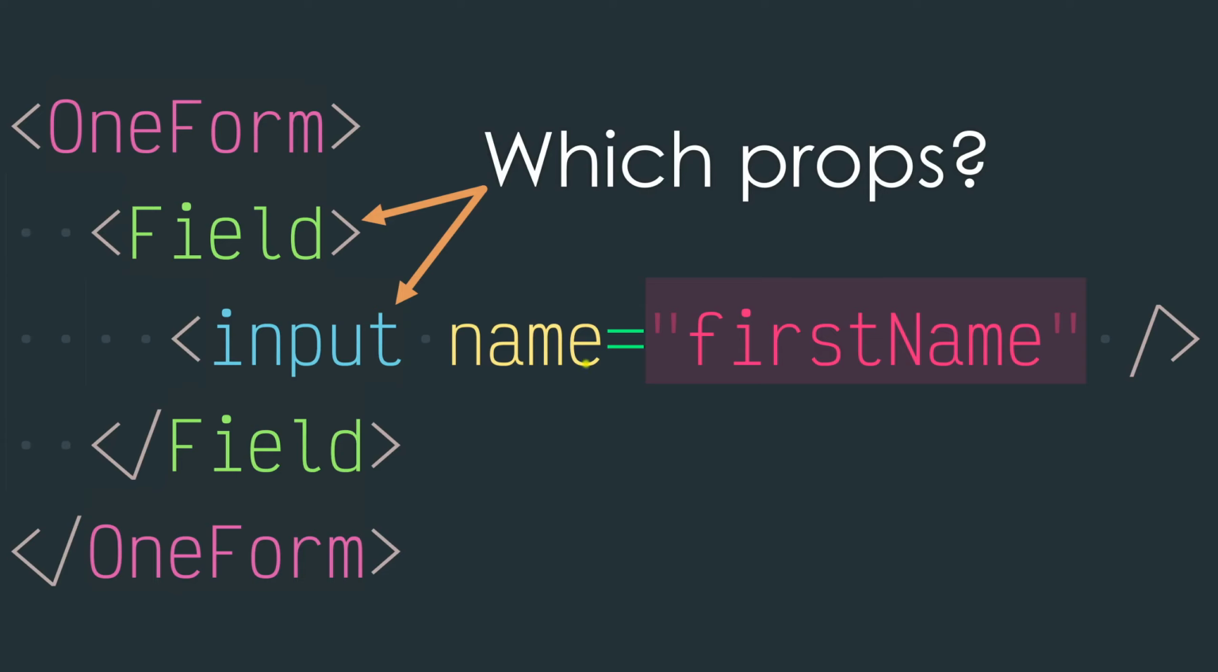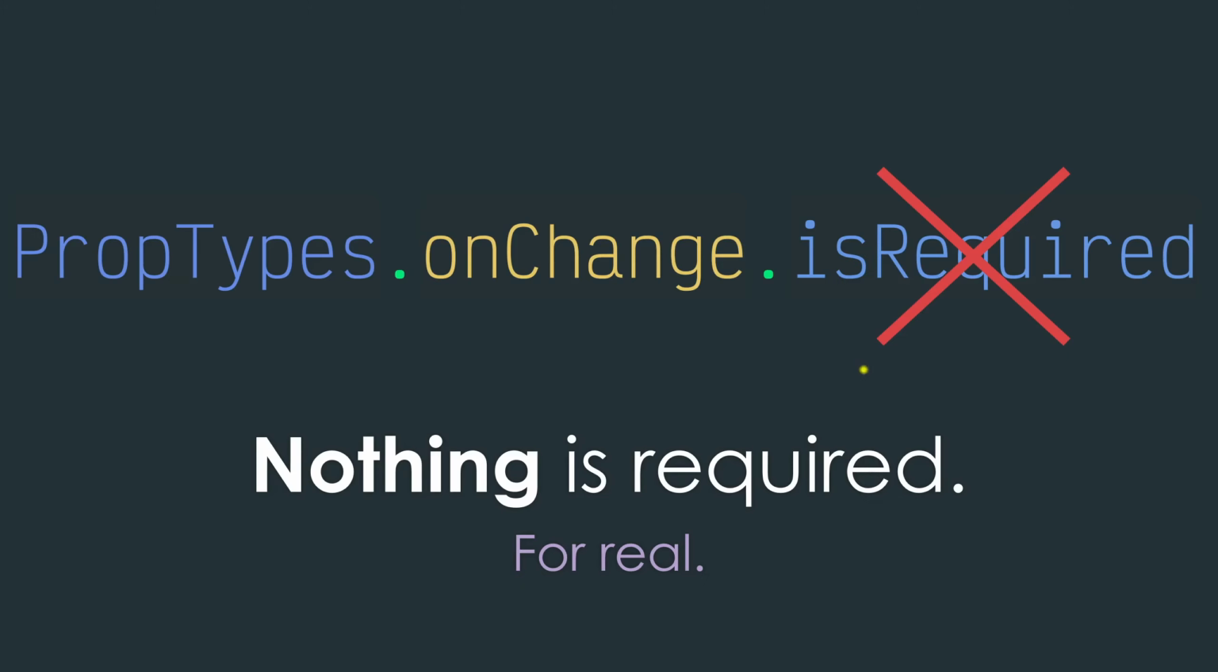For instance, this is the same issue React Hook Form has, though. You can't tell where the props are coming from, what props field is passing to input. And it also doesn't tell you what props field cares about from input. It doesn't tell you it cares about the name. There's some understanding you have to have to use this, but also you can't have anything required, at least for prop types. TypeScript's a little bit different.